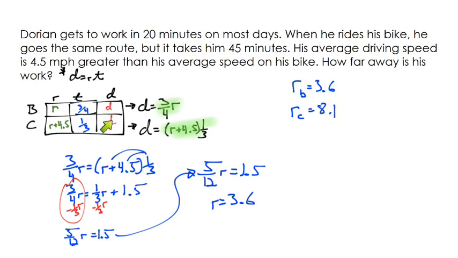And then the distance is going to be the same in the bike as in the car. And all we'd have to do is we could use either one of these equations. It doesn't matter which one. But if I take that rate, R, the rate on the bike, and multiply it by 3/4, that's going to give me that the distance is equal to 2.7. If we did this right, that would give you the same thing if you used it in this equation down here.